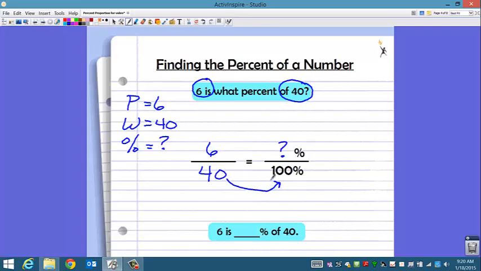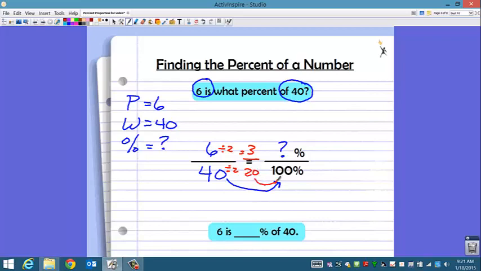There is no whole number that I can multiply or divide by to get 100. So I'm going to have to simplify first. 6 and 40. Common factor would be 2. So I'm going to divide out 2 from both. And I'm going to get 3, and 40 divided by 2 is 20.